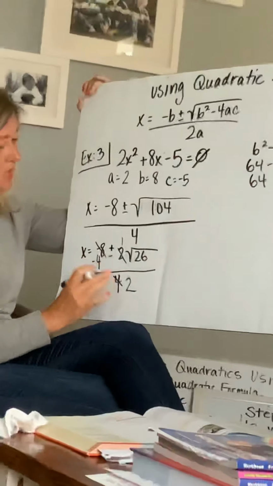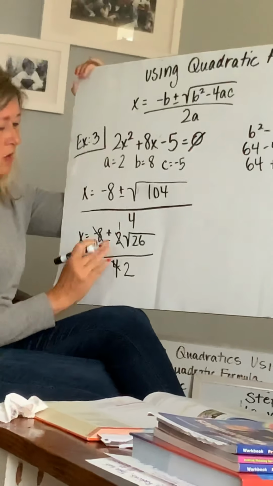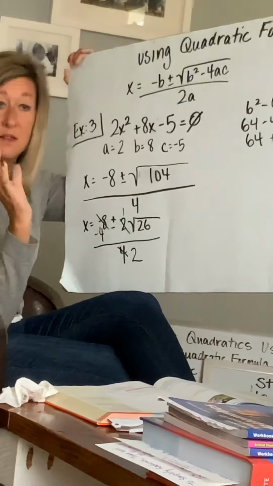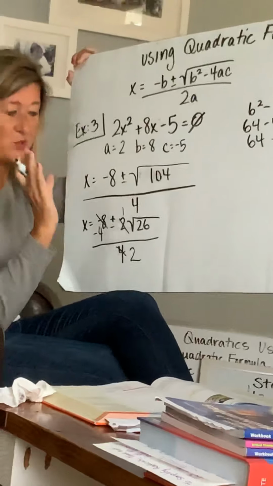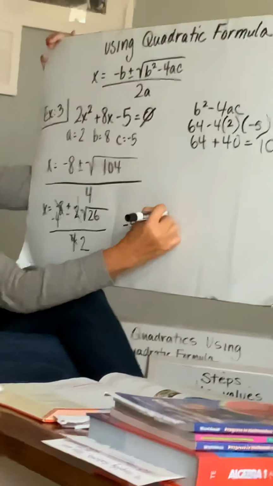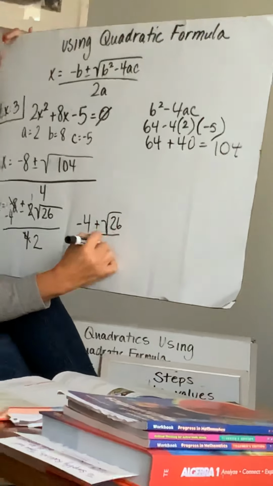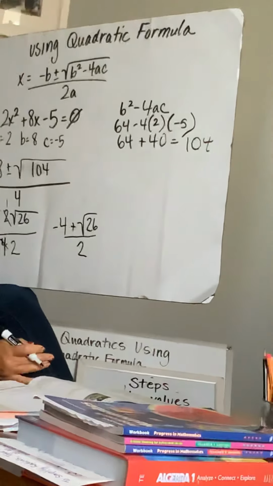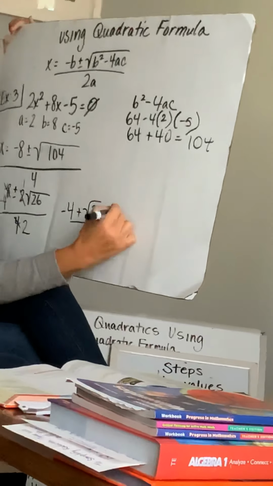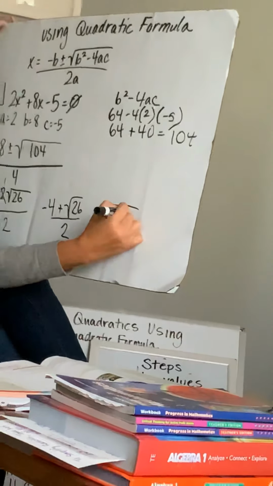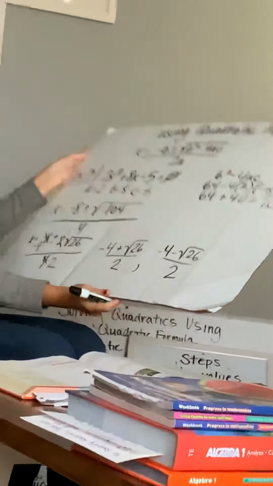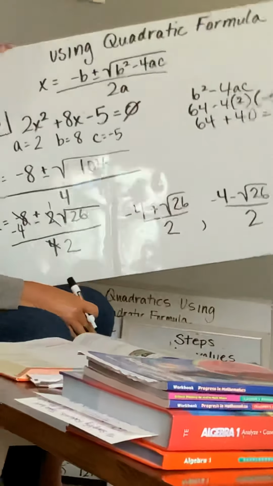Okay? So can I combine this negative 4 with this negative and positive square root of 26? No, because it's not like radicals, right? So we have to leave them separate. So we have negative 4 plus square root of 26 over 2, comma, negative 4 minus square root 26 divided by 2. Okay? Give you guys time to write that down.